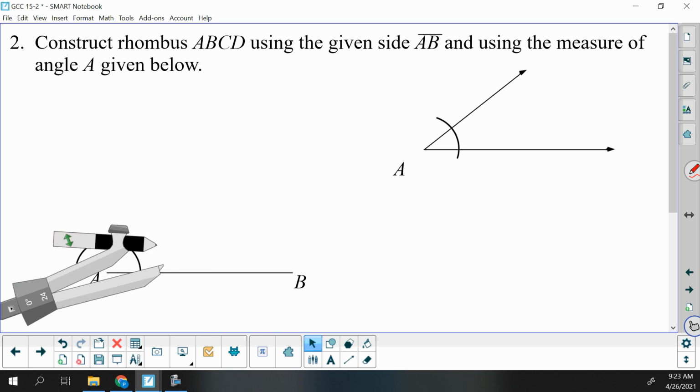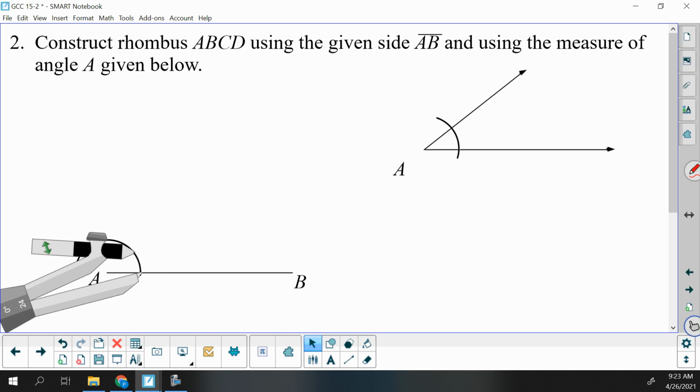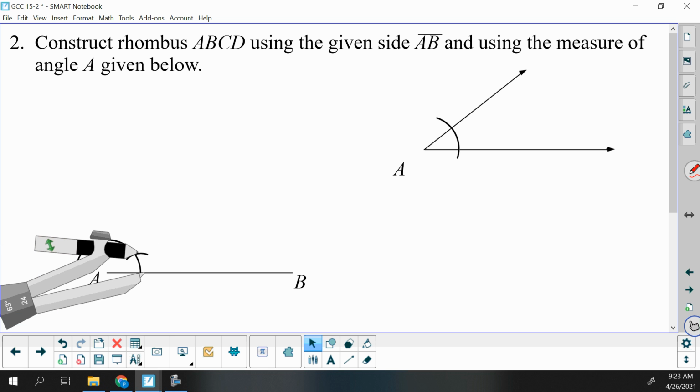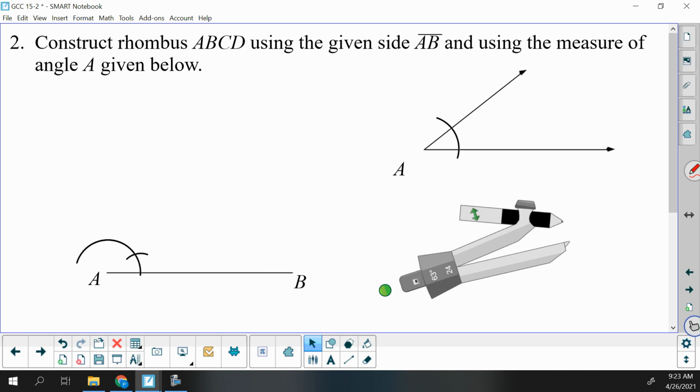Once you have that, put your point on our intersection here. Make a little arc. And then we'll extend with our straight edge through that intersection point, and make sure to extend it a ways.